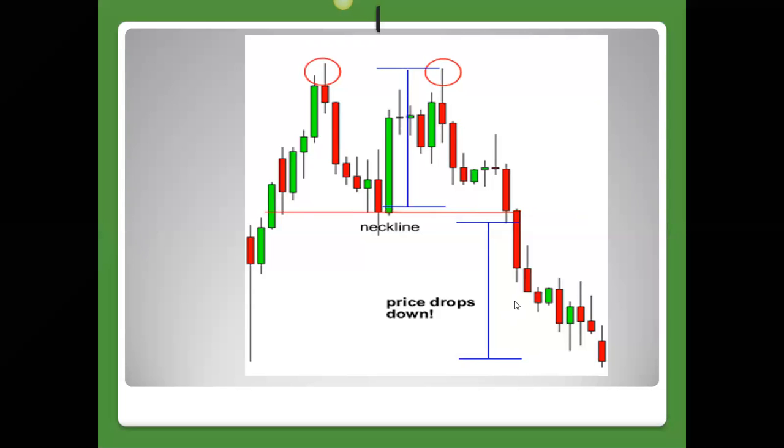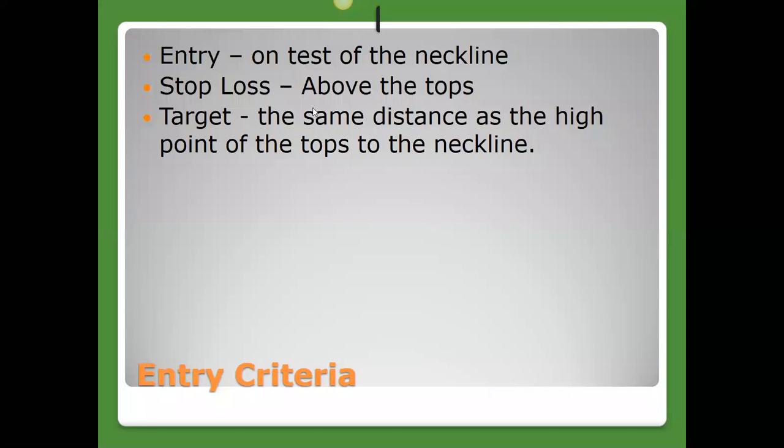All right, so let's continue on. Again, like we talked about the entry criteria, we enter on the test of the neckline. Once the price has broken through the neckline, look for a back test of it, when the price comes back and tests the same level again.